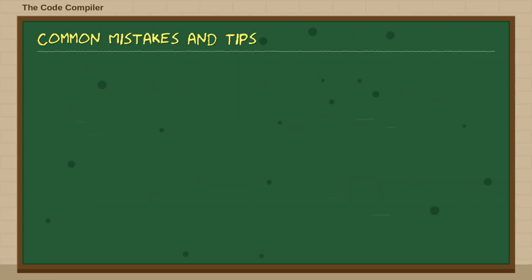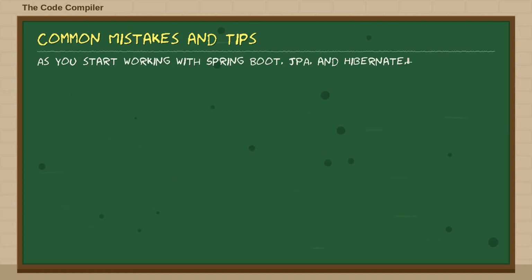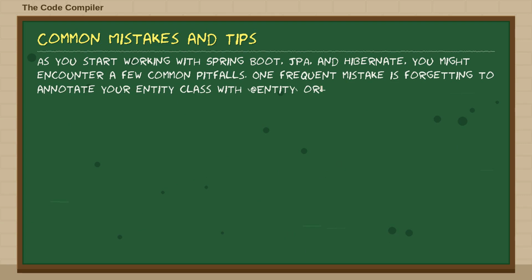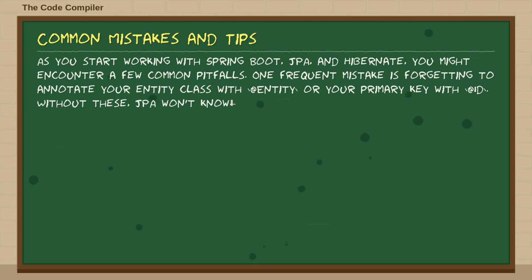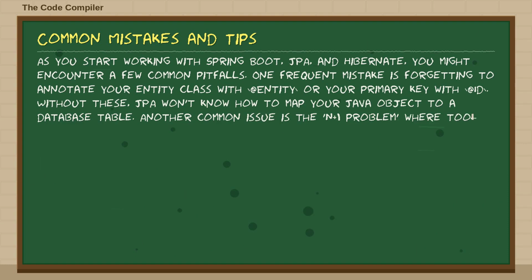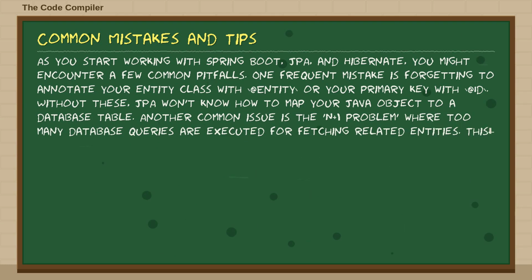As you start working with Spring Boot, JPA, and Hibernate, you might encounter a few common pitfalls. One frequent mistake is forgetting to annotate your entity class with @Entity or your primary key with @Id. Without these, JPA won't know how to map your Java object to a database table. Another common issue is the N+1 problem where too many database queries are executed for fetching related entities. This often happens with lazy loading.